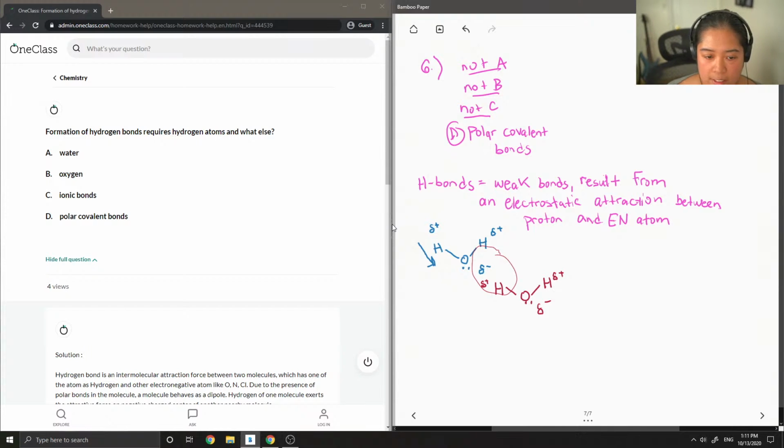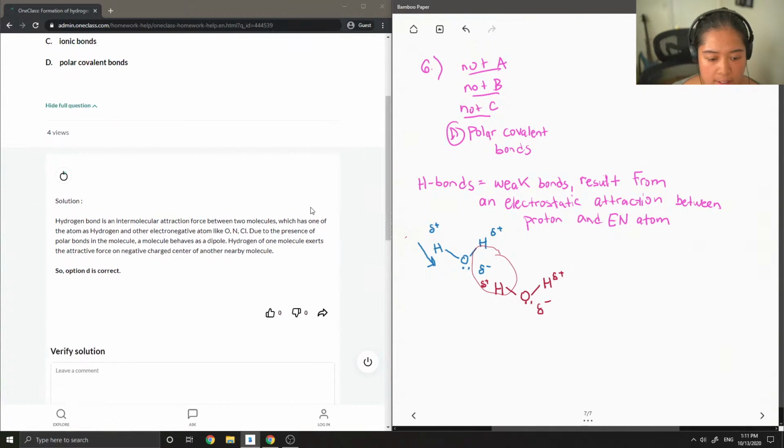So therefore the answer is D. You need polar covalent bonds. So polar covalent bonds are between two nonmetals. One of them is more electronegative than the other. In this case, our oxygen is more electronegative. You have a partially negative charge that is attracted to a partially positive charge on a different molecule.